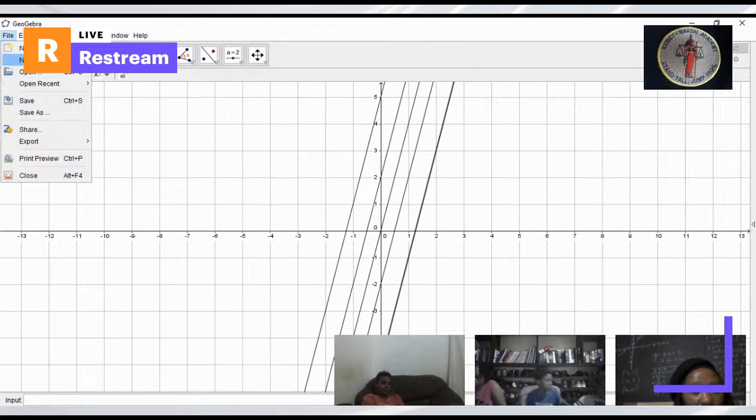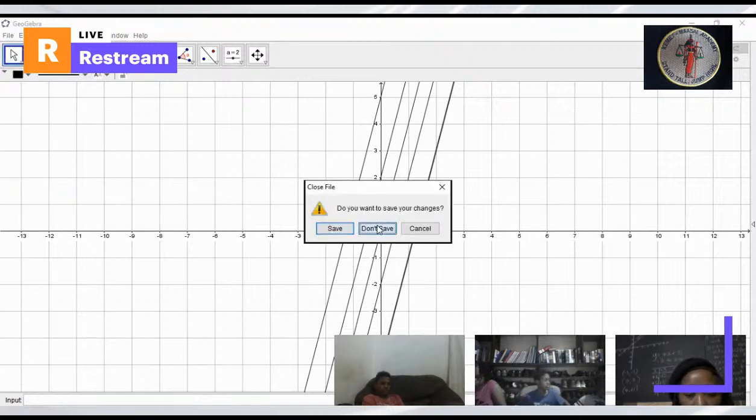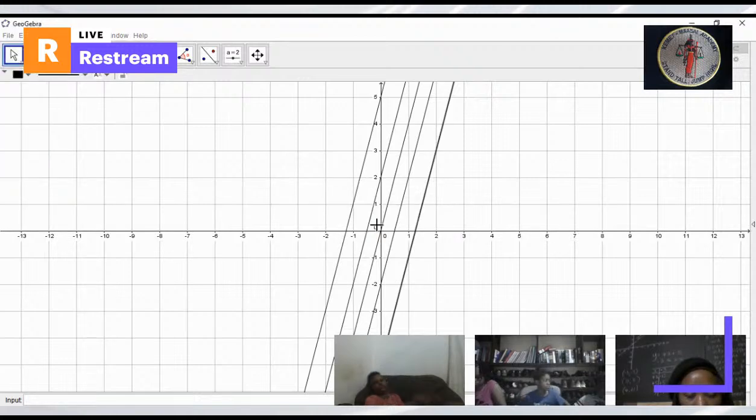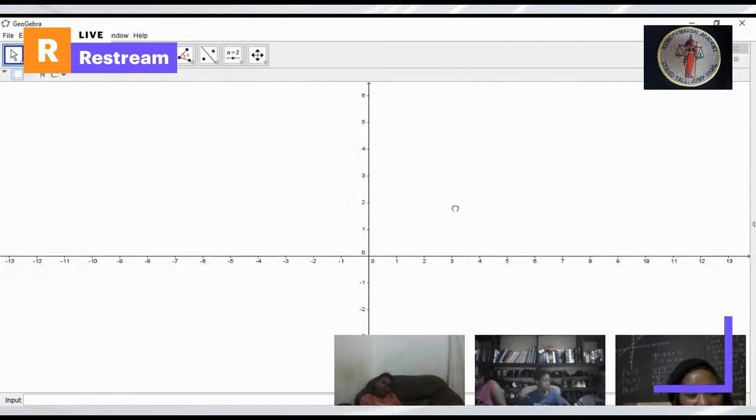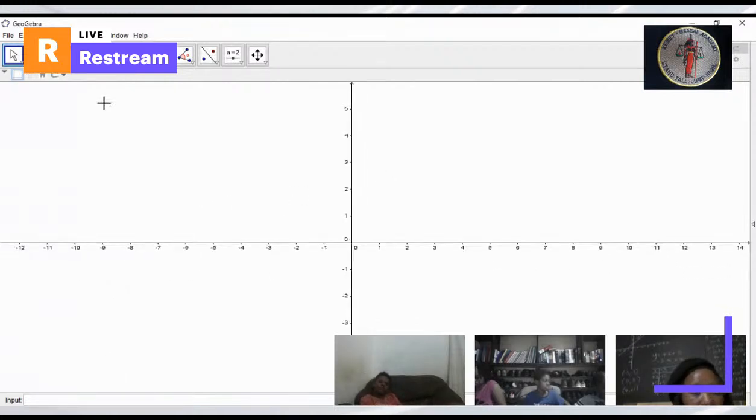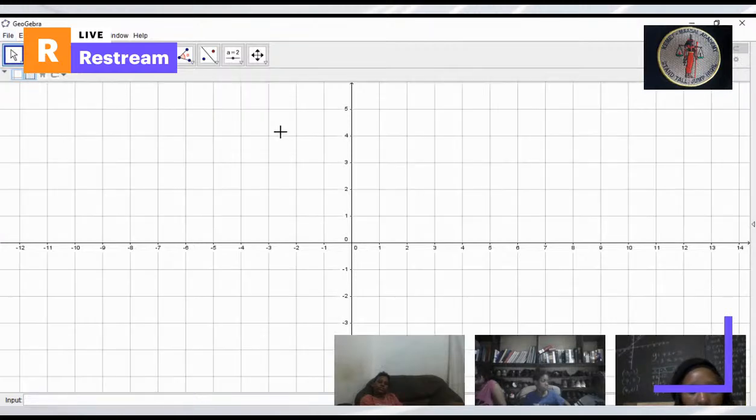Let's change and go to a new page again. Let's look at some negative gradients. All right, so let's look at y equals negative 2x.